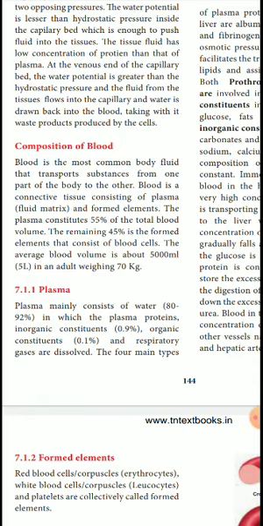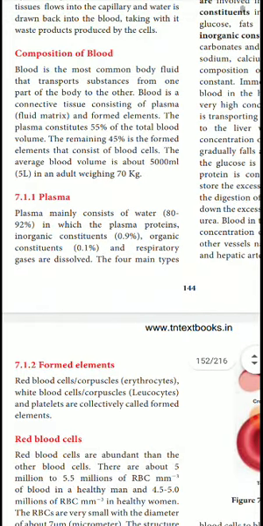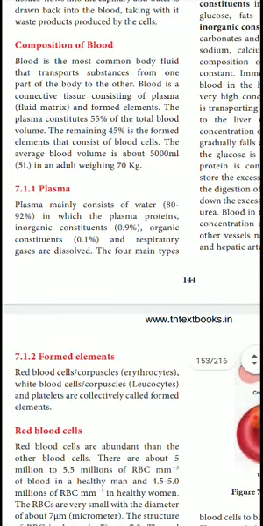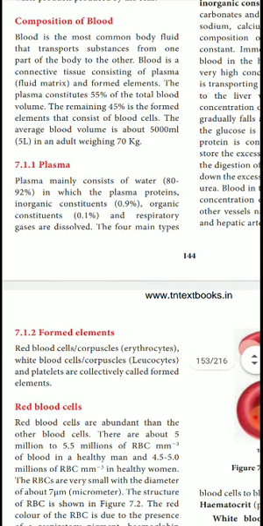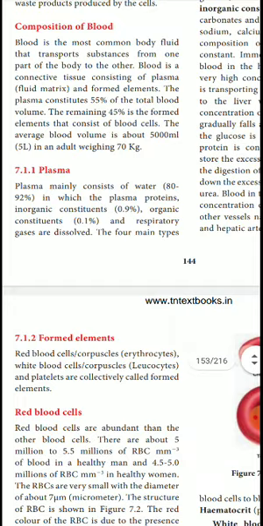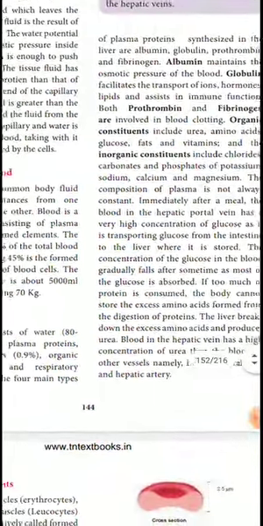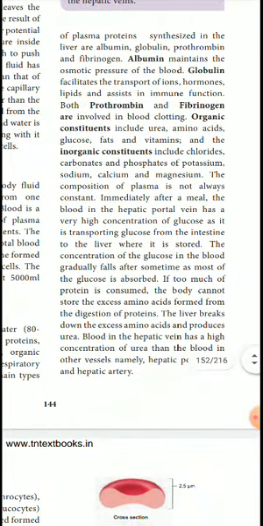Okay. So this is the composition of blood, and the plasma and other blood cells are present in this combination in our blood. Next, what is the plasma? It consists mostly of water only. How much percentage is water? 80 to 92%. The plasma proteins and inorganic constituents make up 0.9%, organic constituents 0.1%, and respiratory gases are dissolved. There are 4 main types of plasma protein synthesized in the liver: albumin, globulin, prothrombin, and fibrinogen.